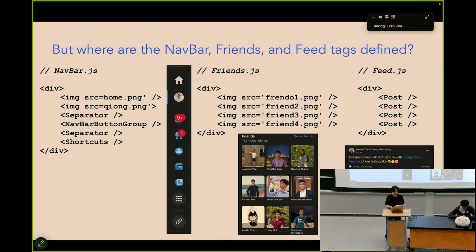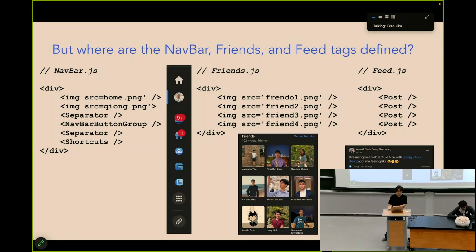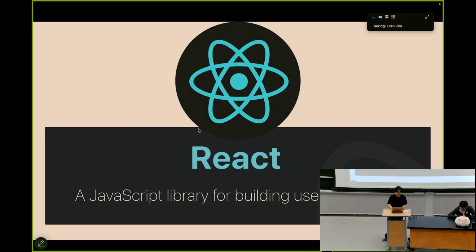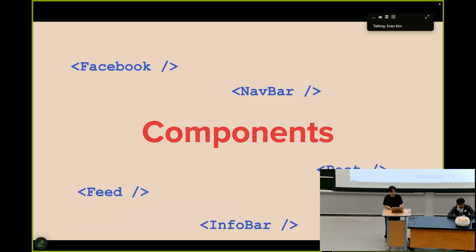It would continue down the tree, and you would define each of these new fake HTML tags, like navbar, friends, and feed, in terms of other fake HTML tags or just raw HTML. This is the whole idea behind React, which is a library that's used everywhere for building your front end. These fake HTML tags that I just mentioned are what's called components, and these are the building blocks for React. Components are something that you name yourself, so they can be anything like Facebook, navbar, post, or feed. It can be any name you want, but generally you'll want to name it something that actually makes sense.